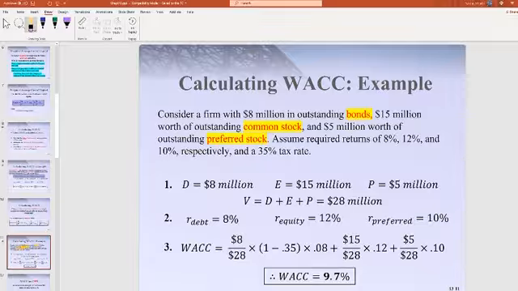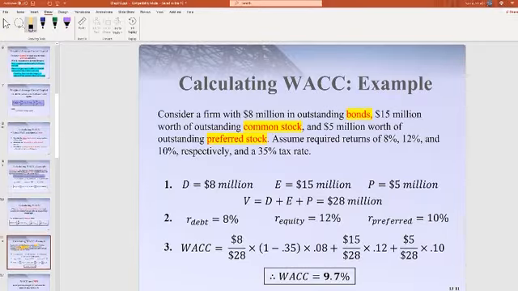You add all of them, $28 million, right? So this is the value of the firm. For the required rate of return, all of them are given in the question. Then you put them in the formula and the answer is 9.7%. So this is WACC, okay?